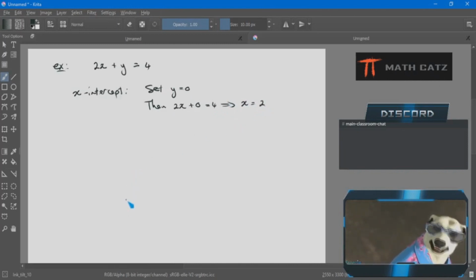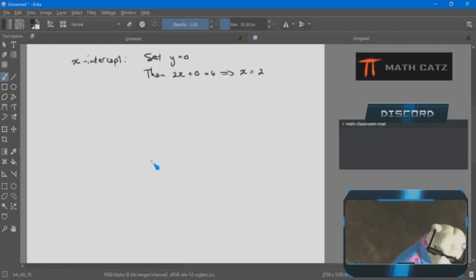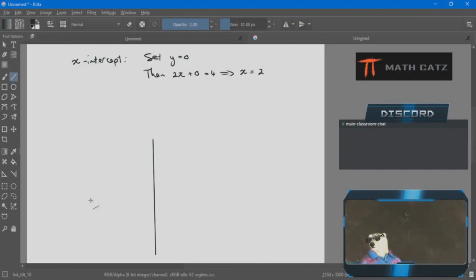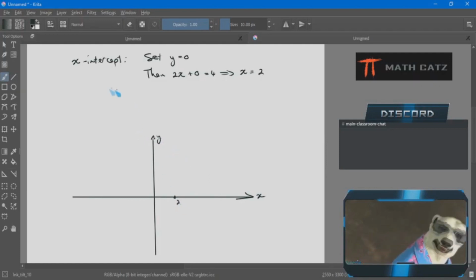I'm going to leave a little space and start my graph because I have information I want to put on my graph. But I still, of course, need to do the y-intercept. That is not a line. There we go. Big arrow. x and y. So my x-intercept is 2. Let's put 2 over there for no reason whatsoever.